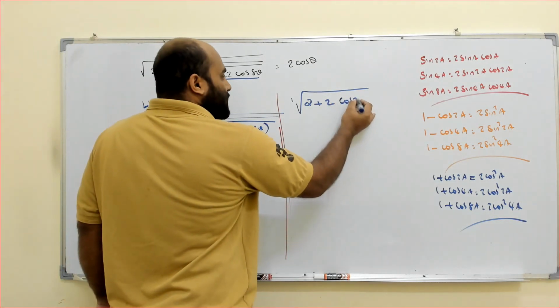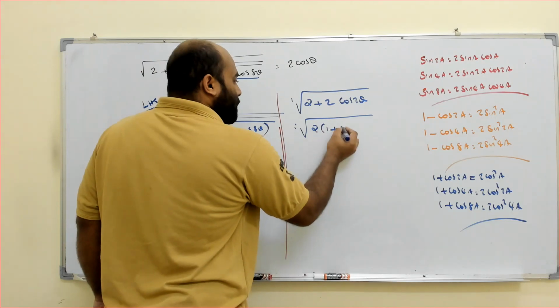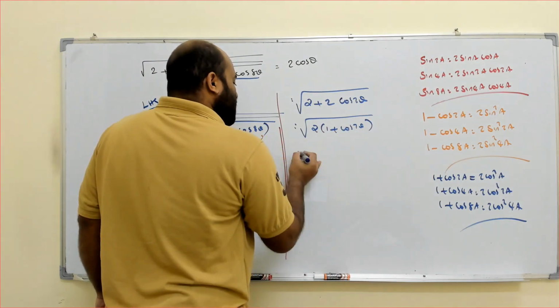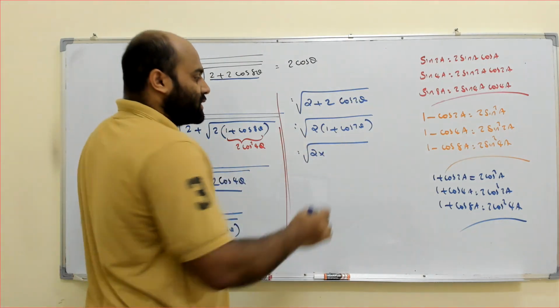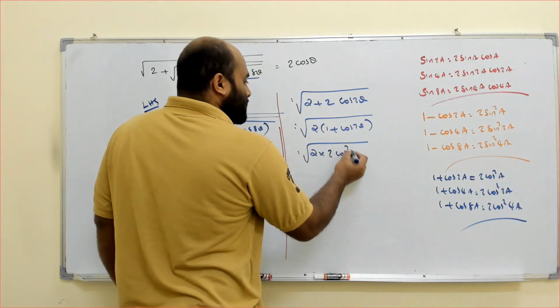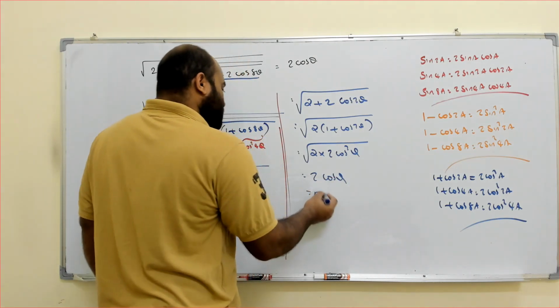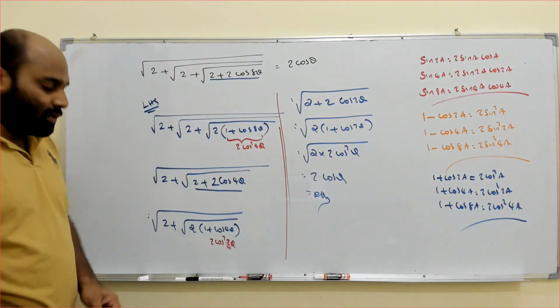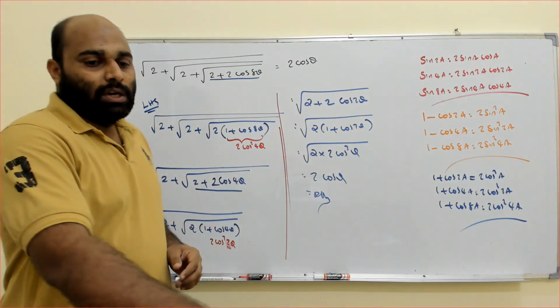Again, we can take 2 outside: 2 into 1 plus cos 2 theta. That is root of 2 into, what is 1 plus cos 2 theta? That is 2 cos square theta. So 4 square root 2 cos theta. That is the RHS. I hope you understood this part also. RHS we got. Now the next one.